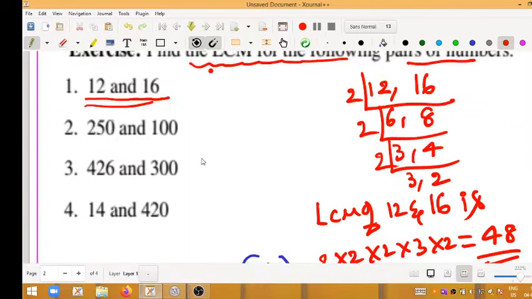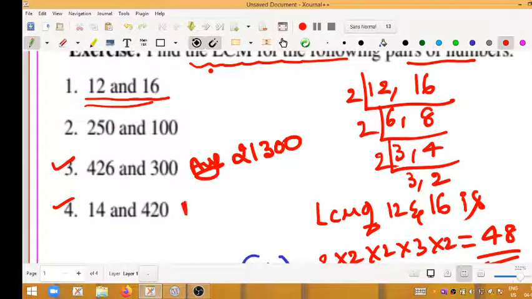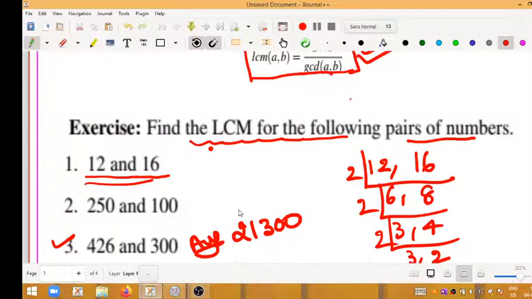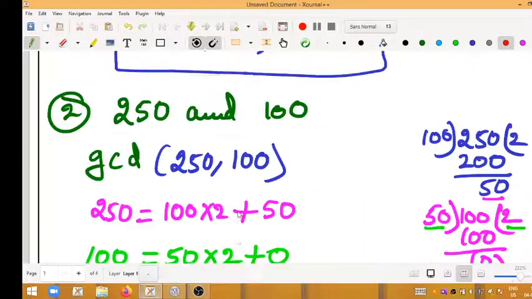Okay, my dear students, we can do problems 3 and 4 yourself. For this one, LCM of 426 and 300 is 21,300, and for this one 14 and 420. Yourself only you have to do it. This is about the theoretical part.